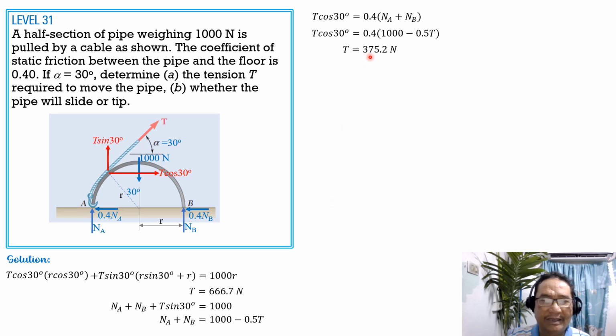So meaning, when the tension is 375.2 newtons, which is attainable first, then the half section pipe is about to slide or slip. So therefore, the tension T required to move the pipe, and the movement is slipping, the half section pipe is about to slip or slide, is 375.2 newtons. And to answer letter B, whether the pipe will slide or tip, the answer is the pipe will slide. So that's it for this problem.